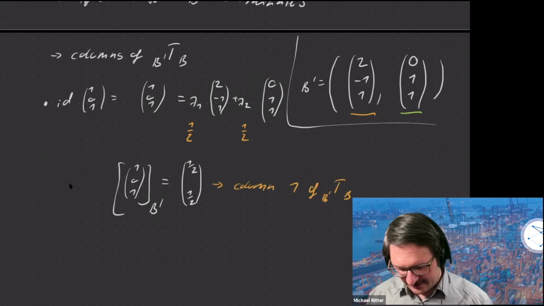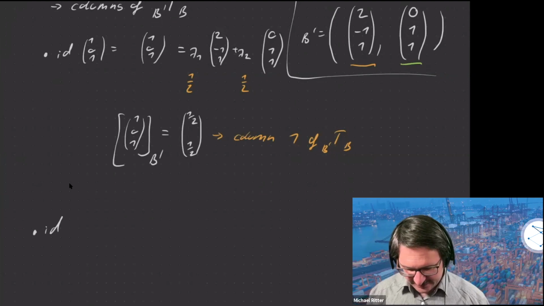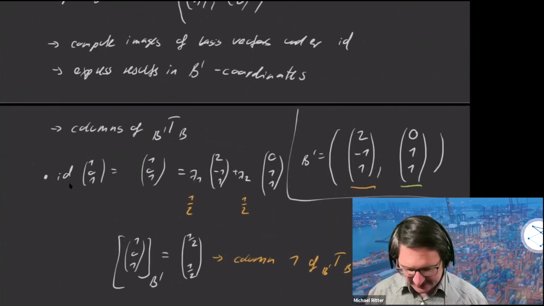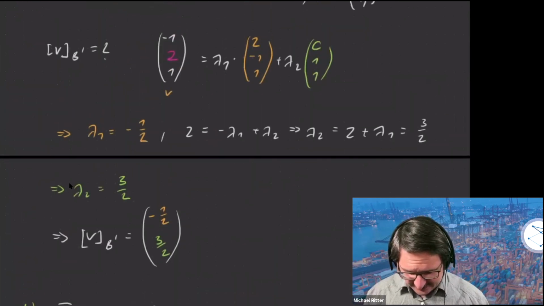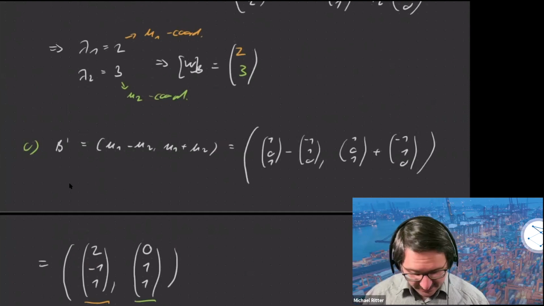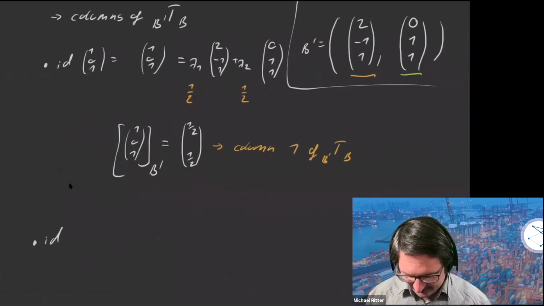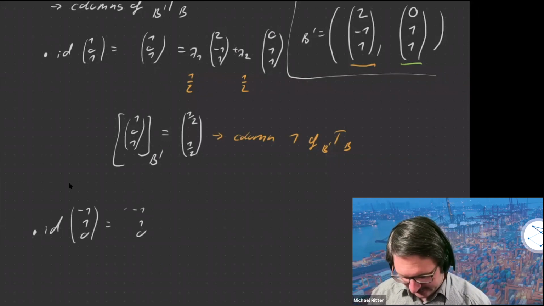And we can do the same thing for the second basis vector. So the identity of, what was the second one? 1, minus 1, I think, right? Where do I have that? Yeah, minus 1, 1. Okay, minus 1, 1. So the identity of minus 1, 1 is, of course, also minus 1, 1.